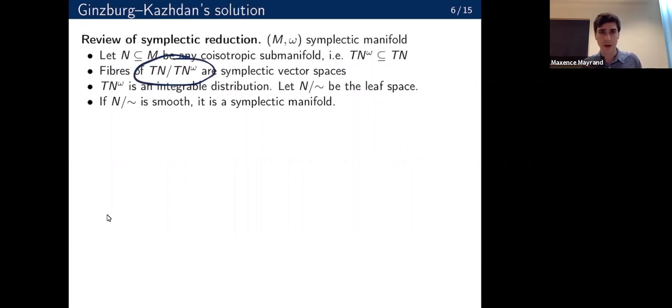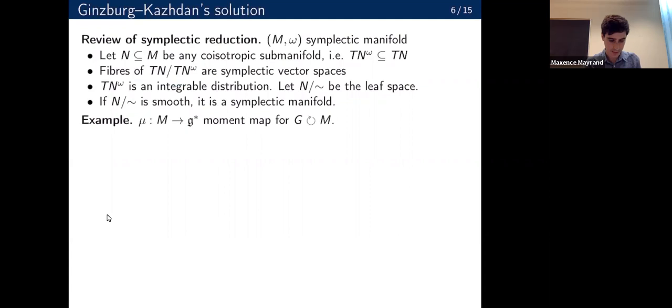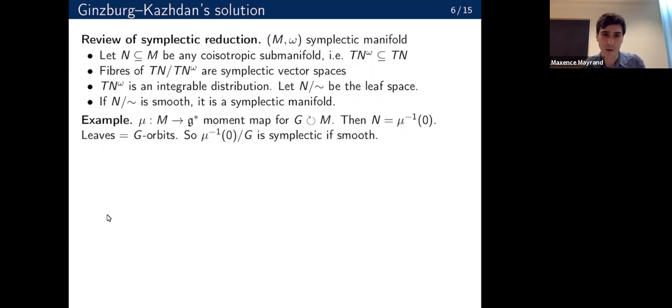So that's the general, well, it's not the most general, but it's a very general notion of symplectic reduction. And of course, as a special case, if you take a moment map for an action of a group G on M, then N is the zero-level set of the moment map. That's a co-isotropic submanifold. And the leaves of this null foliation happen to be the G orbits, which means that the quotient of the zero-level set of the moment map by G is symplectic if it's smooth.